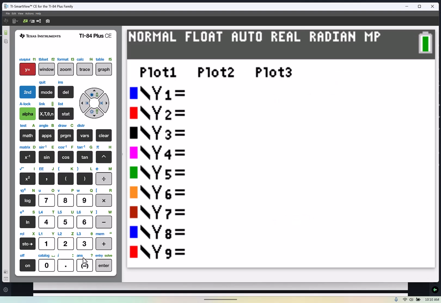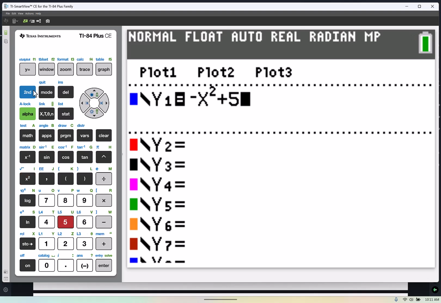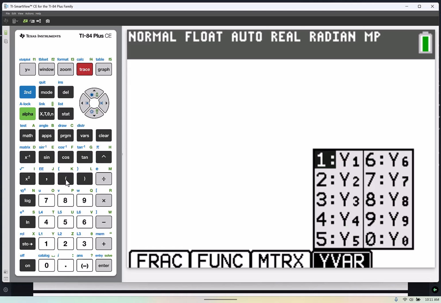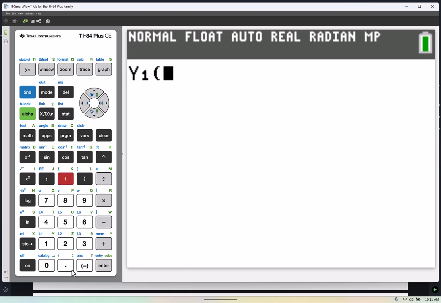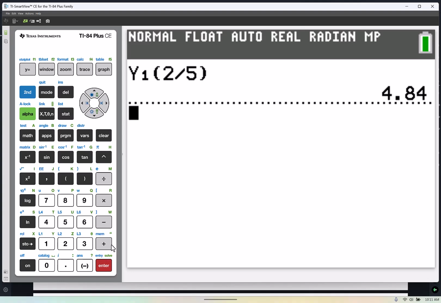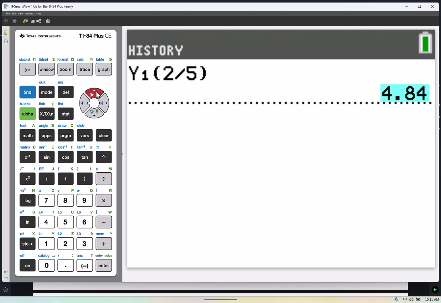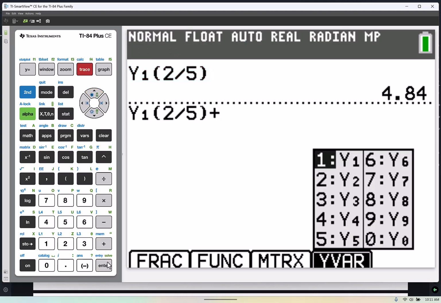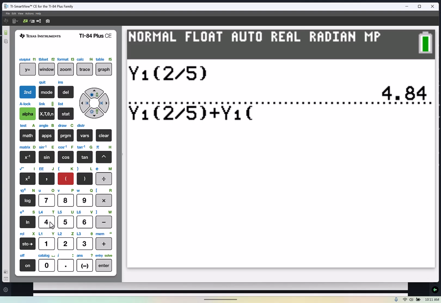Y equals negative x squared plus 5. And I'm going to come here and go alpha trace y1, and type in 2/5. 4.84. I keep doing that for all of them, right? So let me go ahead and just start all of them. I'm putting in y1 of 2/5 plus alpha trace y1 of 4/5. That's what I put in there for x.